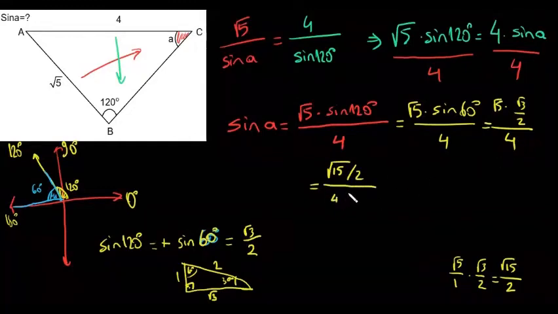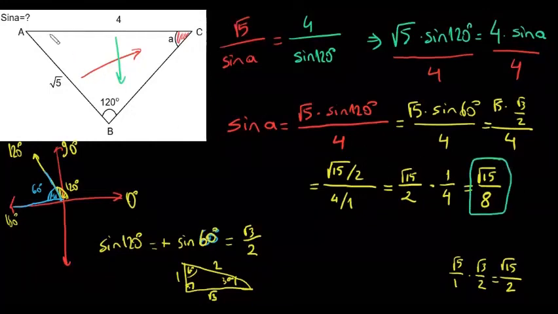So I can write 4 as 4 over 1. So it is root 15 over 2 times 1 over 4. 4 over 1, take the reciprocal, it's going to be 1 over 4. So root 15 times 1 is root 15 over 2 times 4, which is 8. So sine of A is going to be equal to root 15 over 8. This is going to be my answer. Sine of A is equal to root 15 over 8.